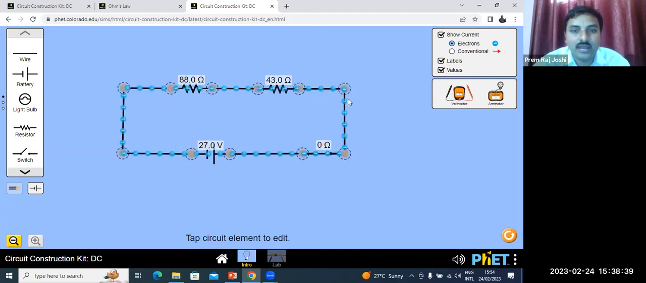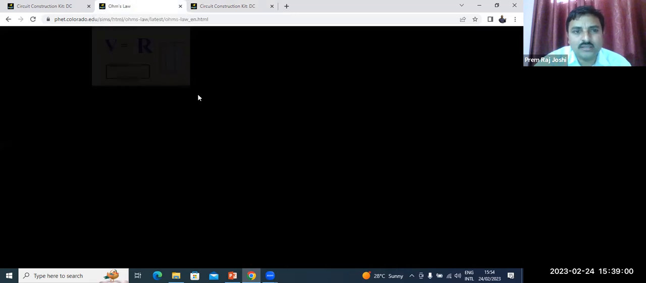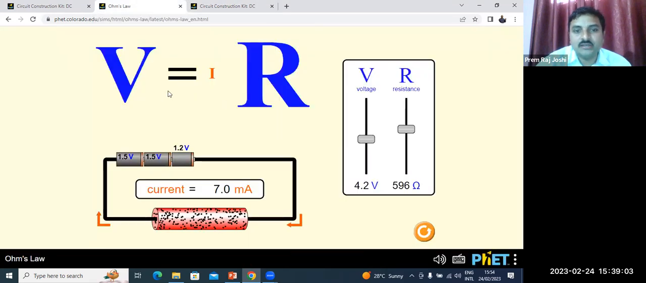Or sometimes we allow them to do it on their own, and we can design some tasks. We can give some complicated circuit and ask them to construct it in the PhET and find the values of the current. Especially if we just want to teach Ohm's law, there is one simulation in the PhET, which is very much ready-made material. It just shows the value of the voltage and current. So it is for a very basic idea.